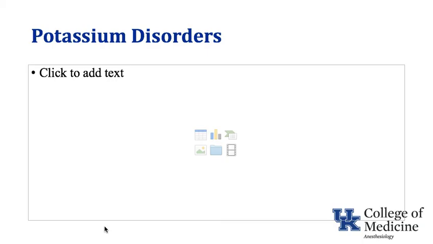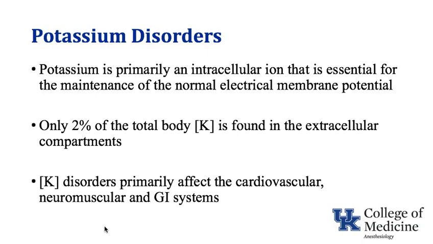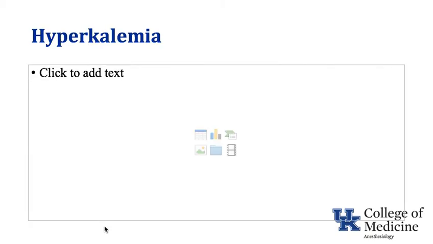We'll switch to potassium disorders next. Potassium is primarily an intracellular ion that is essential for the maintenance of normal electrical membrane potential. Only about 2% of the body's total potassium concentration is found in the extracellular compartments, and potassium disorders primarily affect the cardiovascular, neuromuscular, and GI systems.